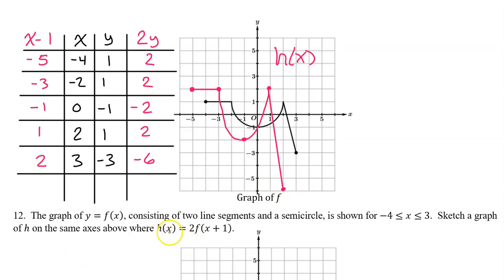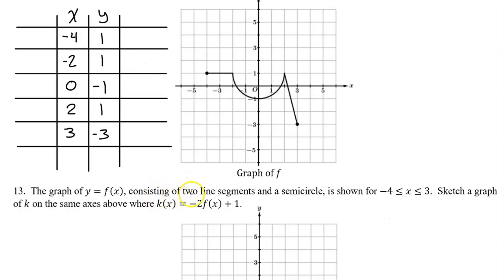So our new graph h of x will look something like this. Don't forget to label it. We were expecting a horizontal translation of -1, in other words, a shift 1 to the left, and we do observe that. Because of the 2, we were looking for a vertical dilation by a factor of 2. And you can see how this is stretched out twice as tall as it was before.